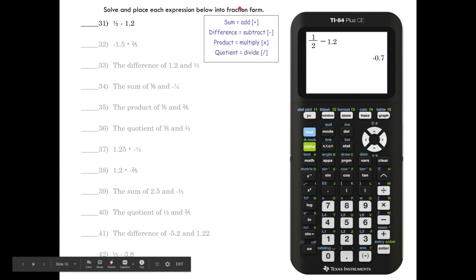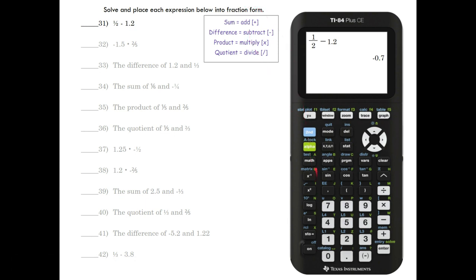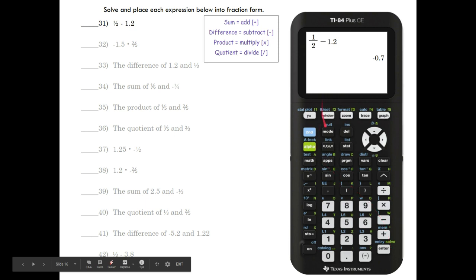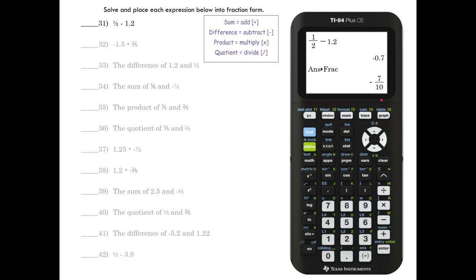But the instructions say place it into fraction form. So how do you get it into fraction form? You go to math. You click math right here. The first one that shows up says FRAC. I don't have it here, but you click math, and then it comes up as FRAC. You then click enter right here. So you do math, click on the FRAC button, and press enter, and you get the fraction. It's going to give you answer and then dash frac. You then click enter again, and you get negative 7 over 10, and that is your answer.